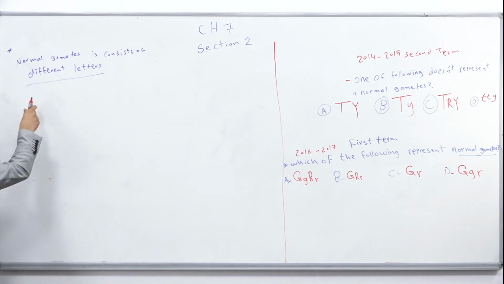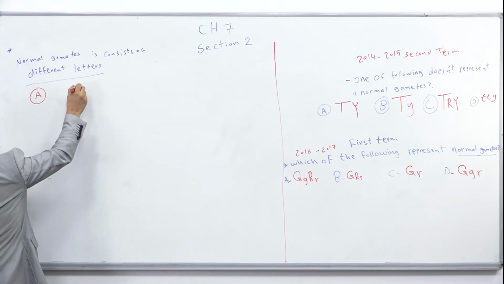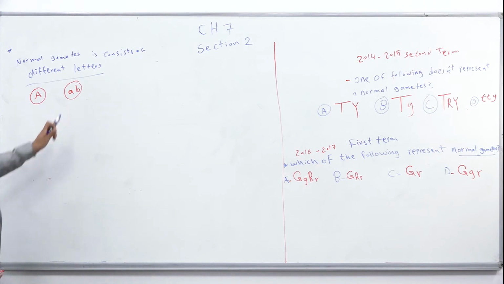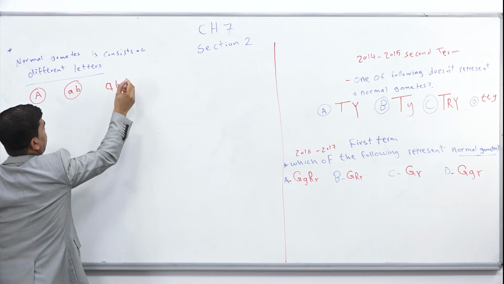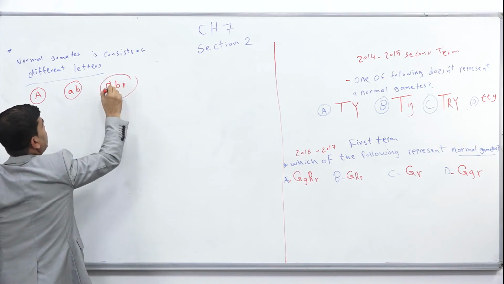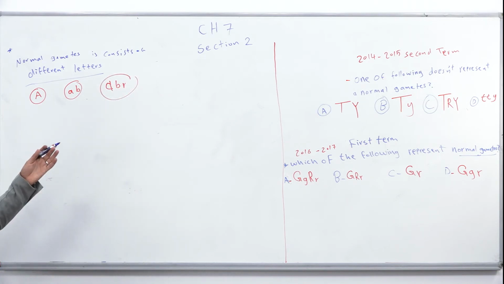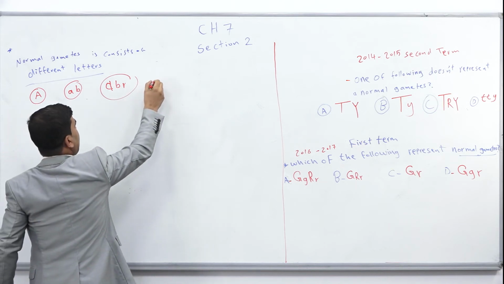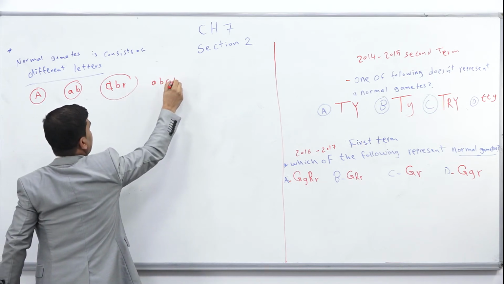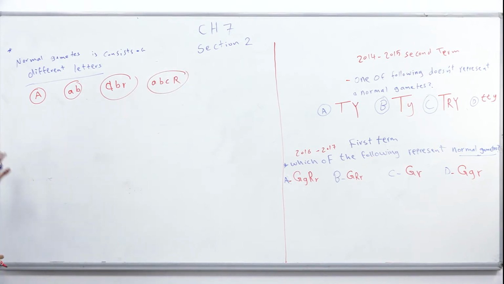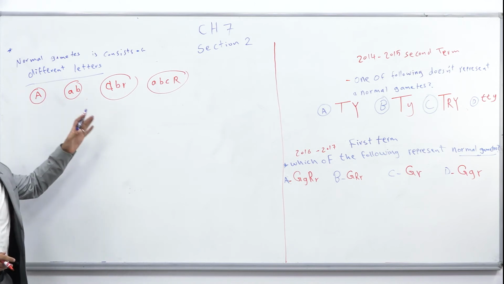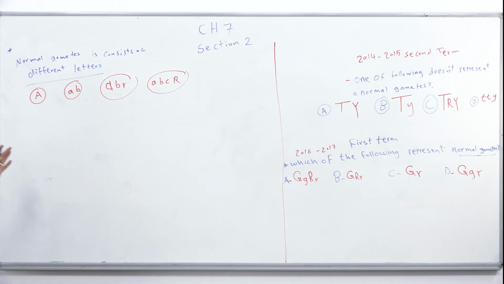For example, A is one letter, it's a normal gamete. A and B is also a normal gamete because they are different letters. A, B, R is also a normal gamete. Why? Because different letters. A, B, C, R capital is also a normal gamete. Why? Because it contains different letters.